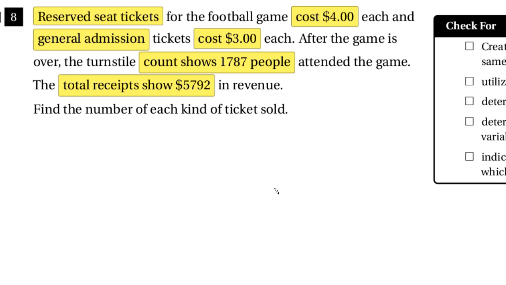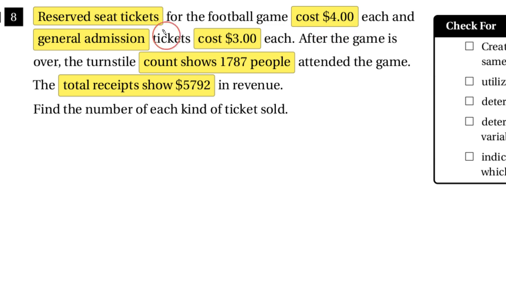So for problem number 8, this was probably the most difficult problem, and it really tripped some students up. Part of the reason it did is because the word problem says that for some reserved seat tickets for a football game, there's a cost of $4 each, and general admission tickets cost $3 each.